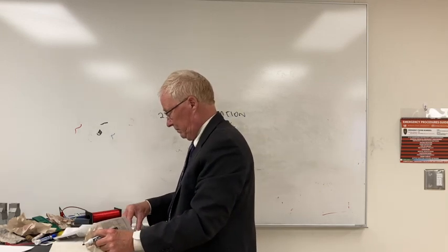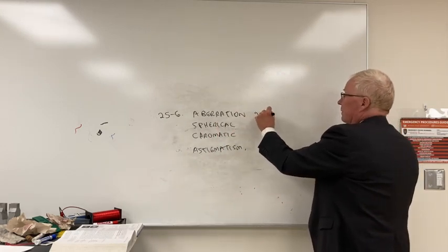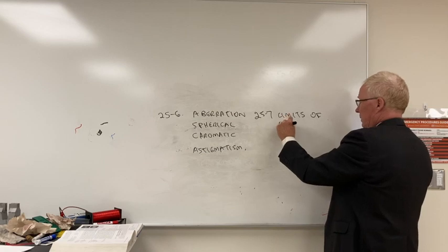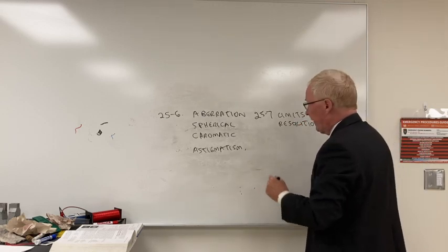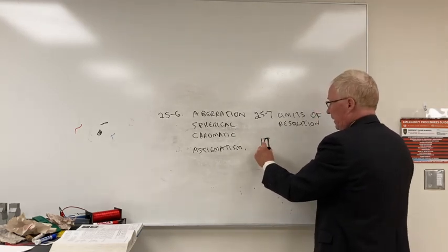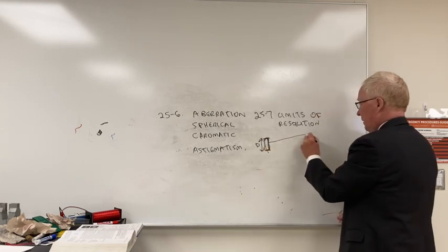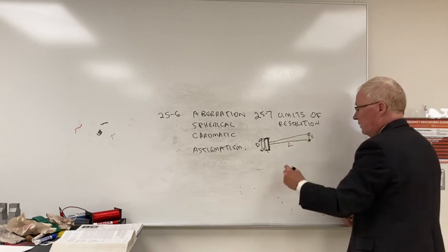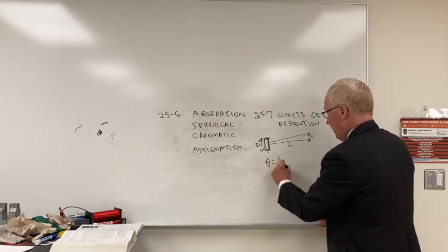The last section, 25.7, is on limits of resolution. This deals with the fact that if we have a real thing, like a mirror or your eye, it has a width D, capital D. If the separation distance is S, like two lights, and this is L, then theta, which is in radians, is approximately S over L.